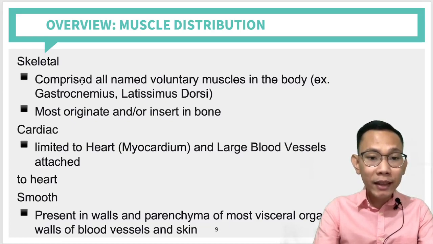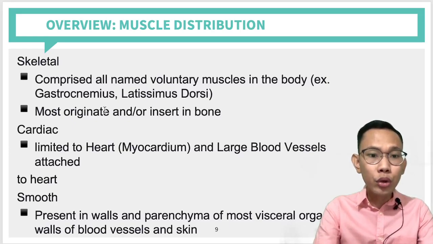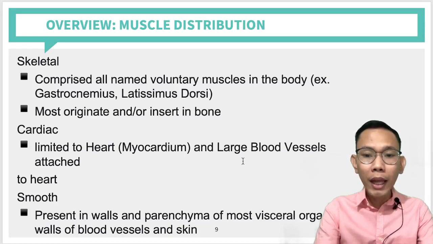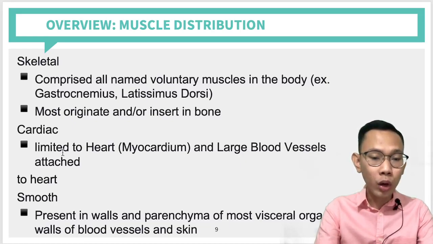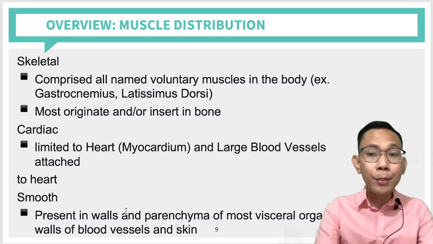Again, your skeletal muscle comprises all named voluntary muscles in the body. For example, your gastrocnemius and your latissimus dorsi, and most originate and or insert in your bone. So basically, this is the muscle distribution of your skeletal muscle. Your cardiac muscle is limited to the heart, your myocardium, and the large blood vessels attached to the heart. Your smooth muscle is present in the walls and parenchyma of your visceral organs, the walls of your blood vessels, and your skin.